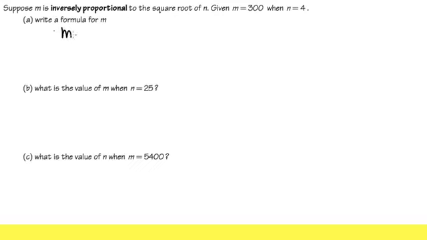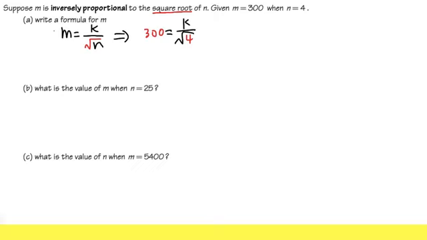We will say m is equal to some number k divided by, and be sure to pay attention to that, the square root of n. So we have to open the square root and put the n inside, like this. Then, based on this information, we can put the 300 in here. So we have 300 equal to k over square root of n, and n is 4.